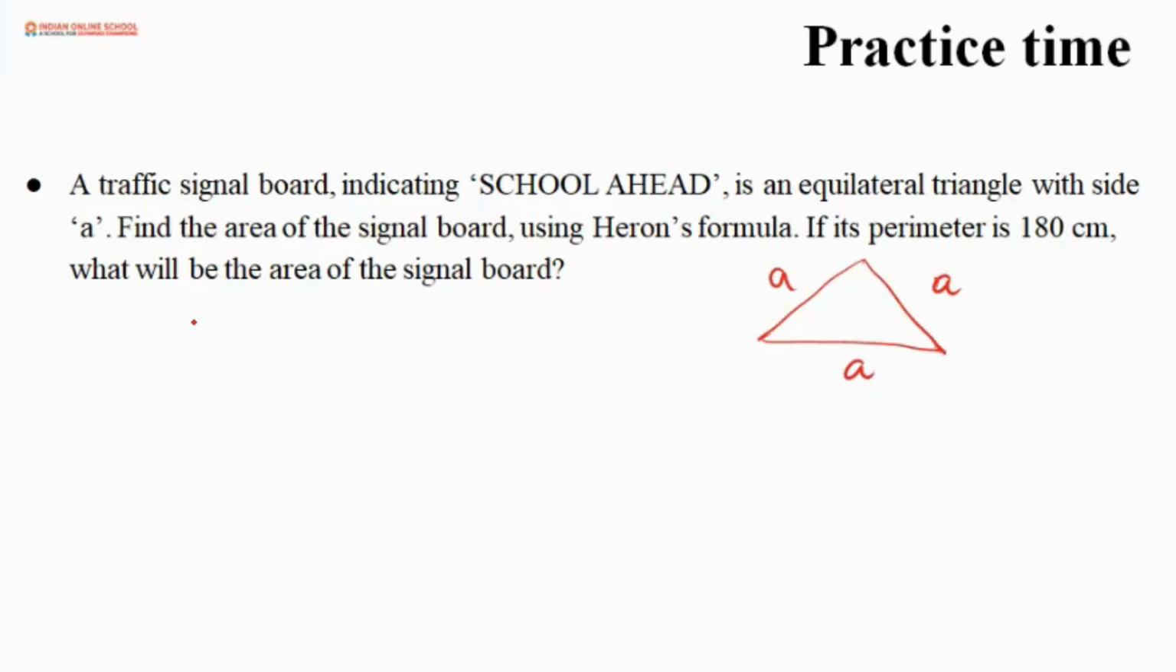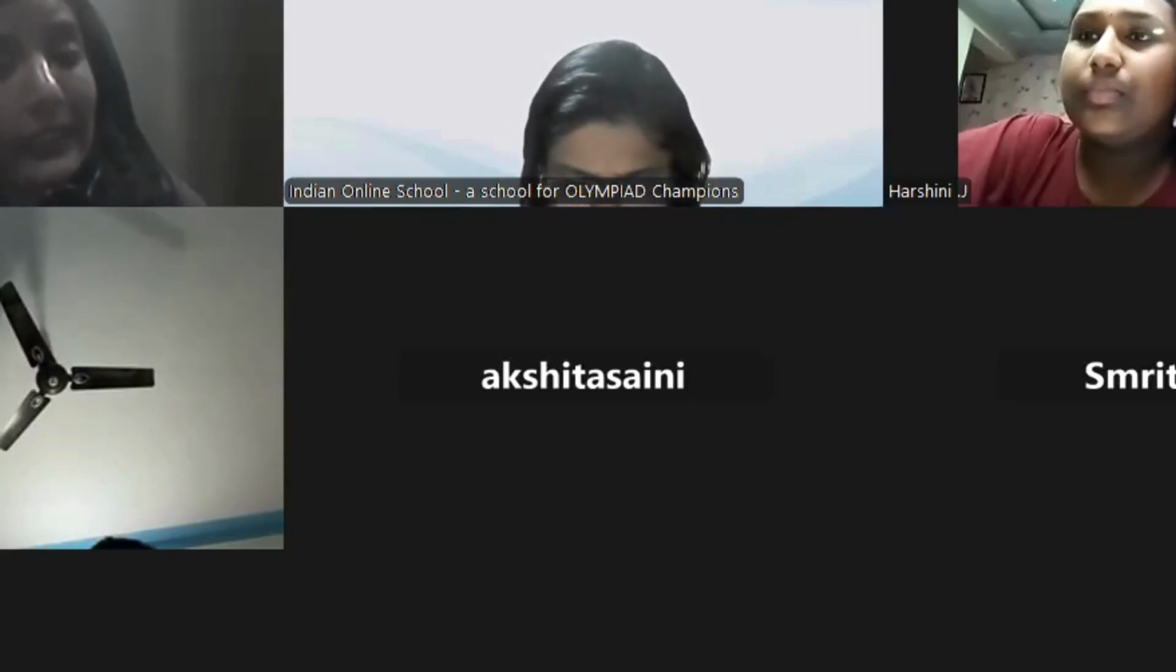Ma'am, it would be 900 root 3. Very nice, very good, Akshita. Yes, Harshini, tell me. Ma'am, now the A1, if the sides of the equilateral triangle, all the sides are A, then all the sides are equal. Yeah, that is very obvious, since it is an equilateral triangle. Equilateral triangle means all the sides are of equal measure, correct? And the perimeter is 180 centimeters. So since all the sides are equal, A plus A plus A, we will be getting 3A, correct? And the value of 3A is already given to us in the question, it equals 180. So we will be getting the value of A as 60. We are getting the side as 60.